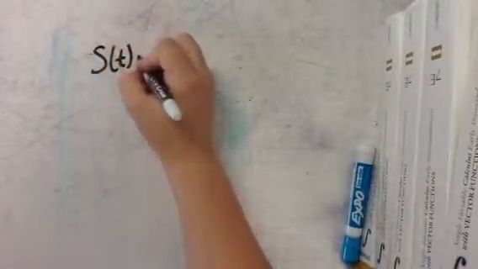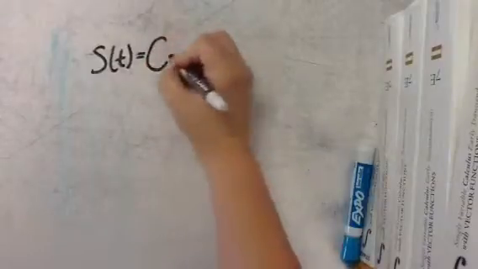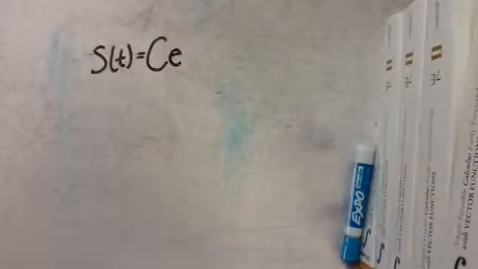This is the 1996 AB3 BC3 question. It says the rate of consumption of cola in the United States is given by S of t equals C e to the kt. First we're going to write this equation up here so we don't forget: S of t equals C e^(kt).